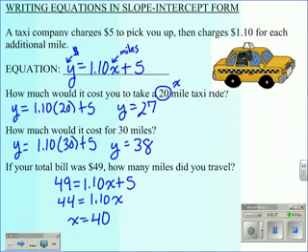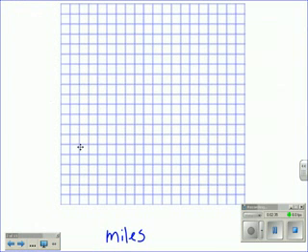Now to graph this, you're going to use your slope-intercept form. Y equals mx plus b. So y equals 1.10x plus 5. On our x-axis, we have the miles, and on our y-axis, we have the money. Y equals 1.10x plus 5. So we start with our y-intercept at 5.